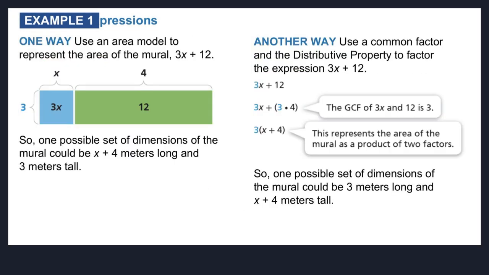So here you see that they have a visual representation of the expression that we just came up with. We had 3x plus 12, and they have a rectangular model. These are the 3 cans of paint, and this is the extra, and we are going to add them together. So one way to figure this out is to figure out what number goes into both 3 and 12 so that we can get our left-hand side.